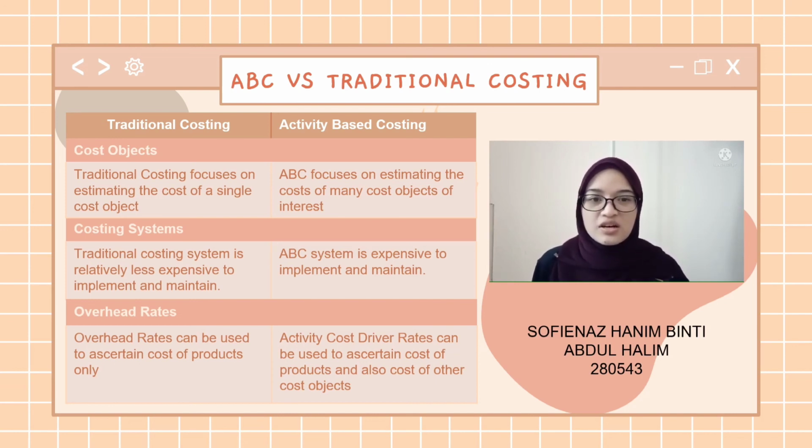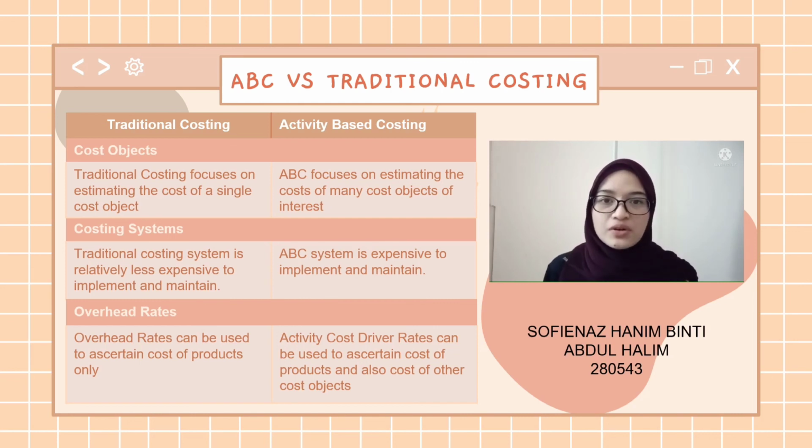The traditional costing system is relatively less expensive, or even much cheaper, than ABC costing to implement and maintain. Meanwhile, ABC costing is much more expensive to implement and maintain. Lastly, overhead rates. Overhead rates in the traditional system can be used to ascertain the cost of products only. Meanwhile, for the ABC system, activity cost driver rates can be used to ascertain the cost of products and also other cost objects such as customer segments and distribution channels.